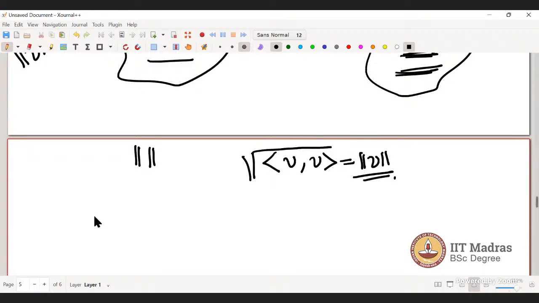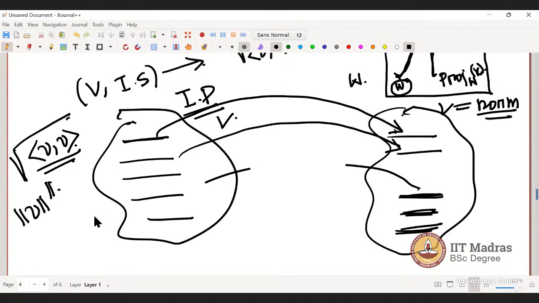So basically what I was trying to say is, in this set you have a lot of inner products, and in this set you have a lot of norms. Using each inner product I can get a norm, but there are a few norms which don't have any preimage.